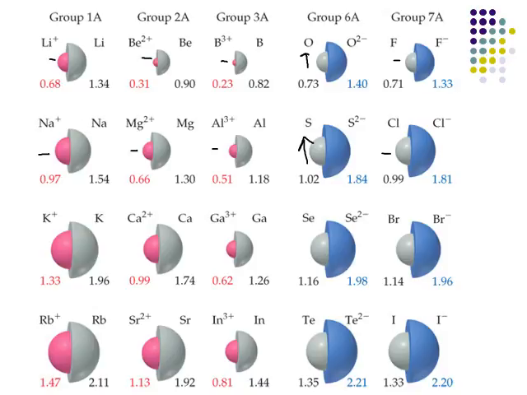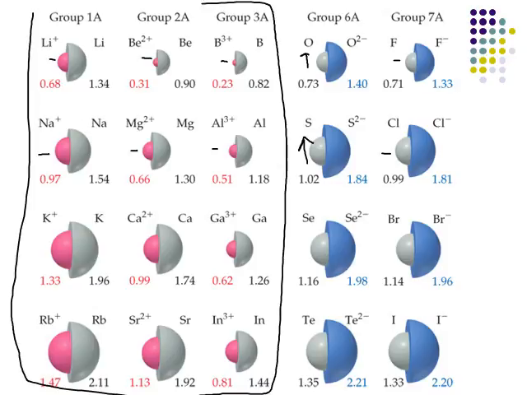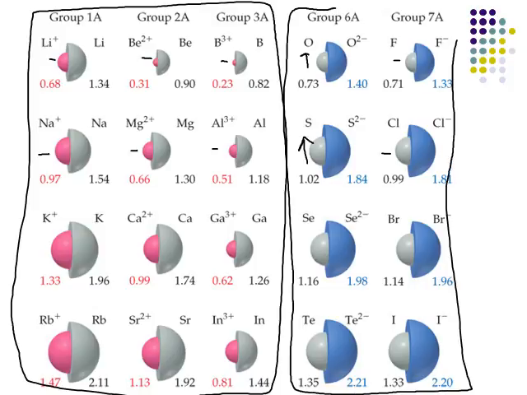As a way to read this, the colored sphere or half sphere is the ion, and the gray is the regular atom. You can see that for your metals, the ion, the pink, is always going to be smaller than the parent atom. But for the nonmetals, the blue ion is always going to be larger than the original.